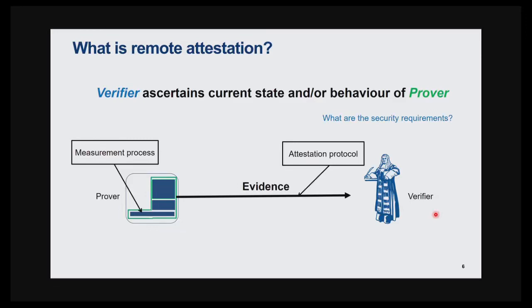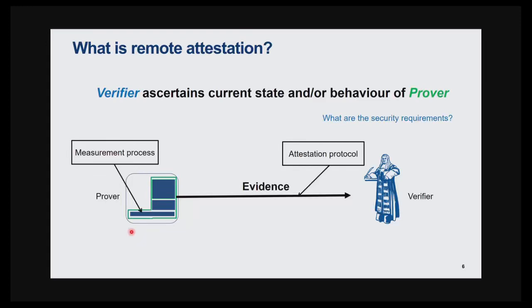So remote attestation is essentially a verifier being able to assert the current state, such as whether there's a trusted execution environment or not, what kind of application is running in the trusted execution environment, and possibly also the behavior of this trusted software on the prover device. And there are essentially two parts in a remote attestation process. The first one is that on this prover device, where there is such a trusted execution environment, you should be able to characterize this current state, right?